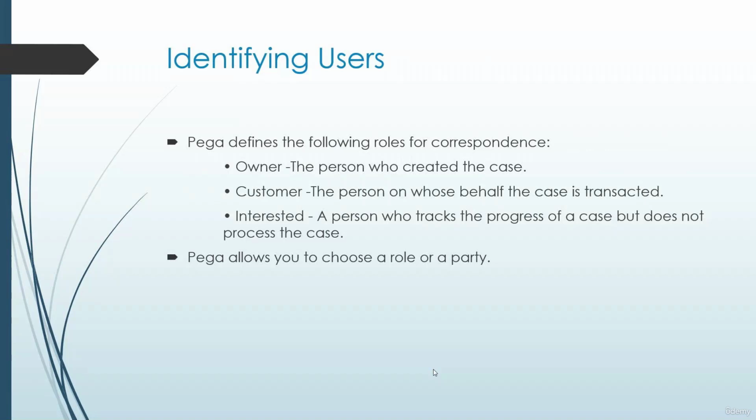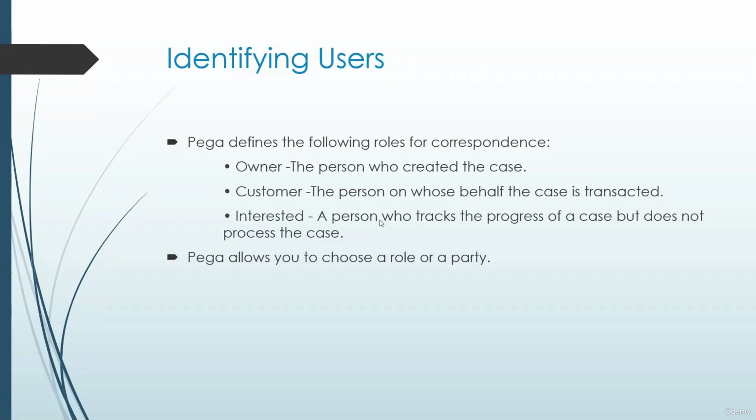In this context, we should be identifying the different roles in the correspondence. We have three different roles here: owner, customer, and interested. Owner is the one who created the transaction or who created the case type. Customer is someone on whose behalf the case is created. Interested parties are people who are involved in the case, but they are not actually working on it.